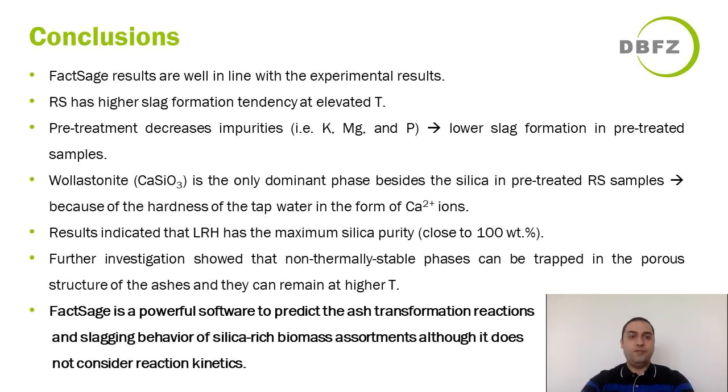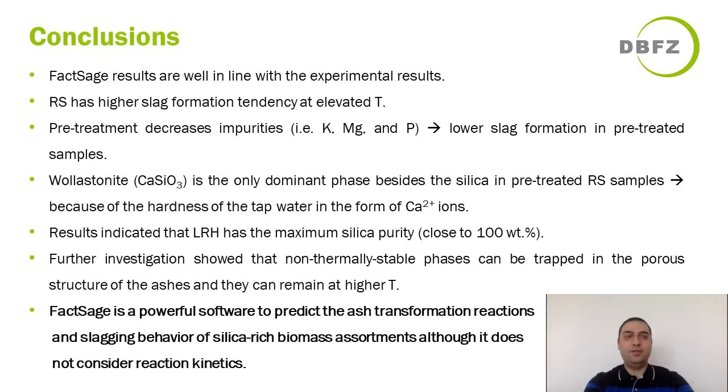So, as a conclusion, the FactSage results are well in line with the experimental results. The rice husk has higher slag formation tendency compared to the pretreated samples, especially at elevated temperatures. The pretreatment decreases the impurity levels, particularly for potassium, magnesium, and phosphorus. And then, because of this decrease in the impurities, the slag formation tendency also decreases. As I said before, the calcium ions can come from the hardness of tap water, and it provides the calcium source for the formation of wollastonite or calcium silicate in our pre-treated samples.